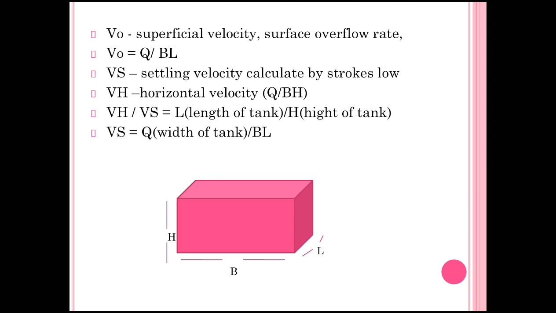Here Q is the flow rate, B is the width of the tank, and Vs is the settling velocity calculated by Stokes law. The horizontal velocity is equal to Q by BH. Now the horizontal velocity divided by the settling velocity is equal to L by H, where L is the length and H is the height of the tank. So the superficial velocity, or settling velocity, is equal to Q by BL.